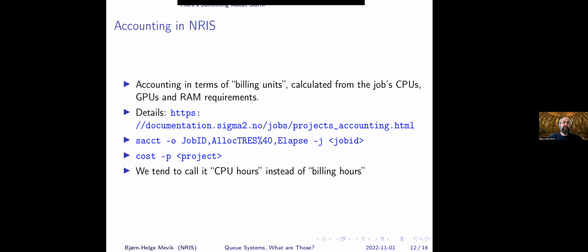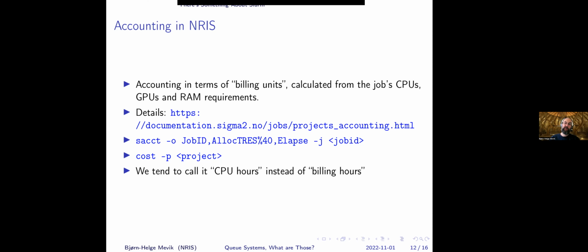Finally, the last part of the Slurm setup here is how we do accounting in NRIS. And notice that this is for NRIS specifically. Other clusters you will find if you go around and work at other places will do things differently. We account in terms of what we call a billing unit. It's calculated from the CPUs you ask for, the GPUs and RAM. So a CPU has a cost of 1, RAM has some cost per gigabyte, and GPU some cost per GPU.